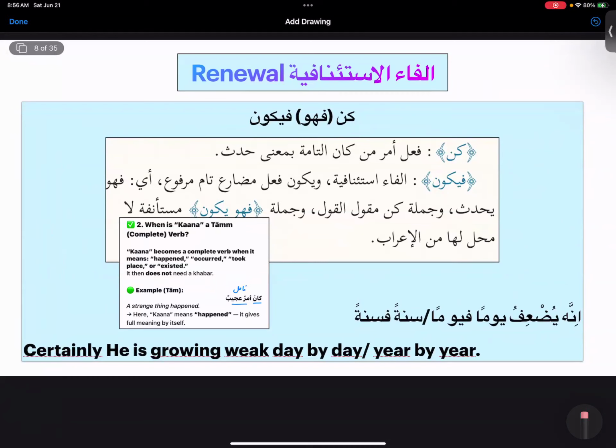We say kun fayakun. So this fa, they are also saying that this is fa istinafia. And even they are saying, I don't know if we have any example in the Quran Pak, but in other Arabic texts like Hadith, we can find these examples. So whenever you see two words together joined with fa, like yoman fa yoman or sanatan fa sanatan, they are saying that this fa is basically fa istinafia.